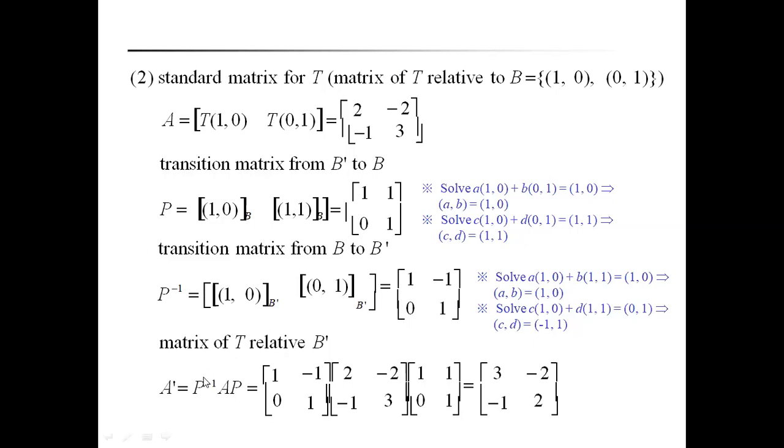Now find the A dash, which is equal to P inverse A P. P inverse is already (1, 0; -1, 1). A is already (2, -1; -2, 3). P is this matrix (1, 1; 0, 1). Multiply these three matrices. First multiply these two matrices, then the resultant matrix multiplied with this matrix, we get (3, -2; -1, 2). This is the A dash.